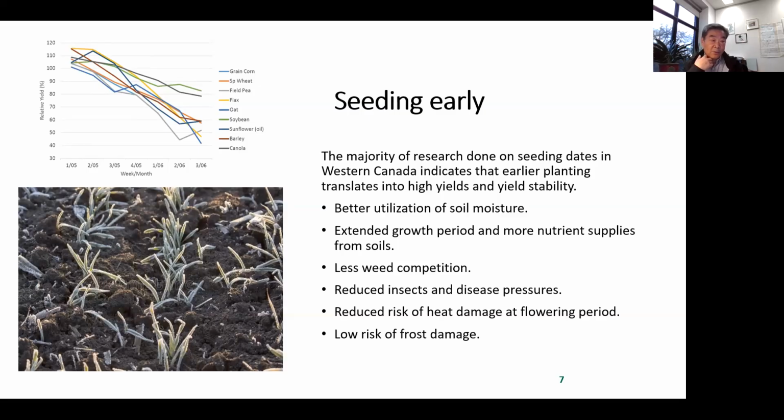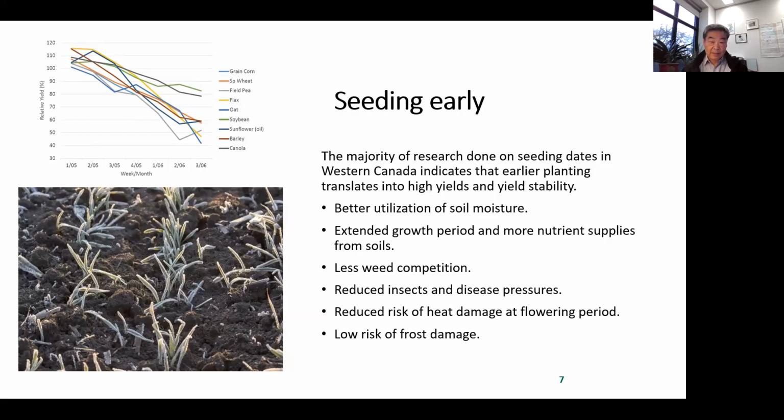And when you seed the crop early, they start early, so they would develop the canopy quite quickly, and then they would have a big biomass to compete with the weeds. So it would give better weed competition, and also reduce insect and disease pressures, because you break that cycle. Some diseases and insects wait until a certain period of time, so if you start early, you would probably avoid those insect or disease peaks, and reduce the risk of heat damage at the flowering period.